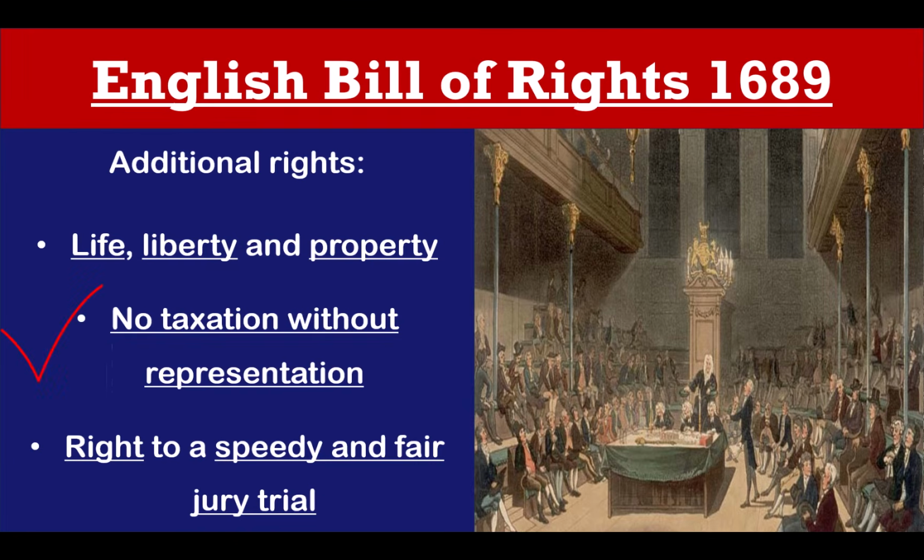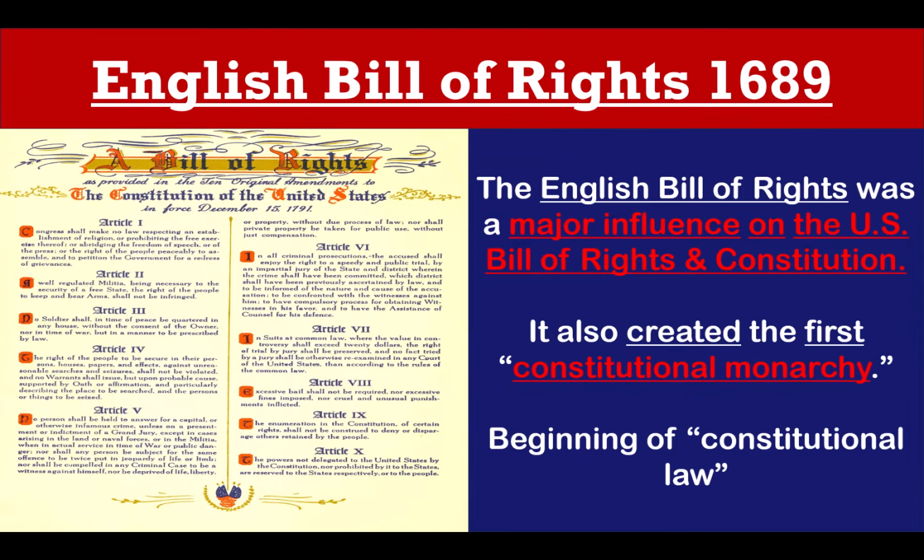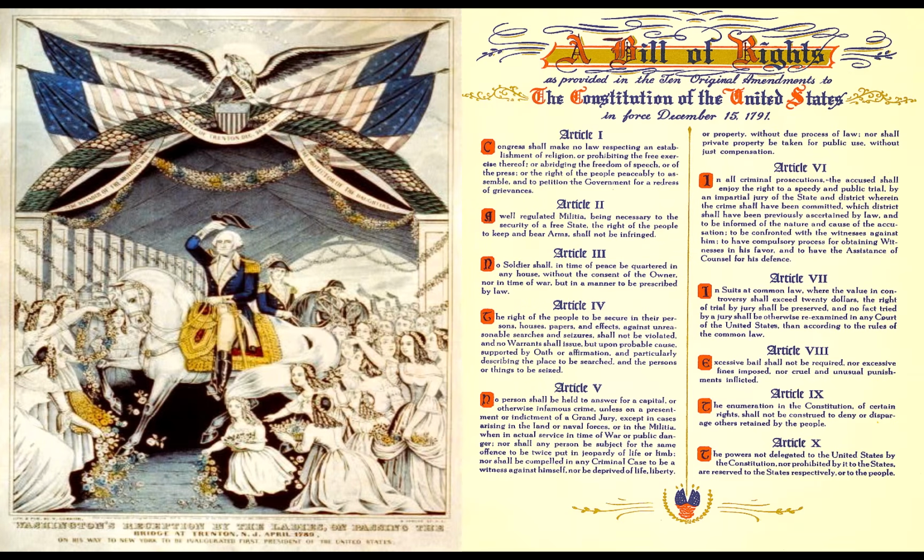No taxation without representation, one of the battle cries for U.S. independence, as well as due process rights such as the right to a speedy and fair jury trial. So as you can see, the English Bill of Rights was a huge inspiration for the U.S. version, which would be created 100 years later in 1789, the same year George Washington was sworn in as the first president of the United States.